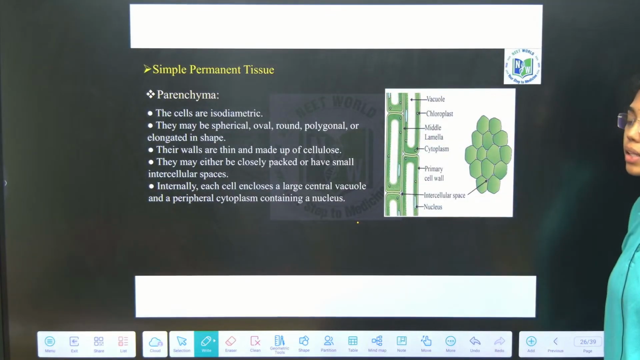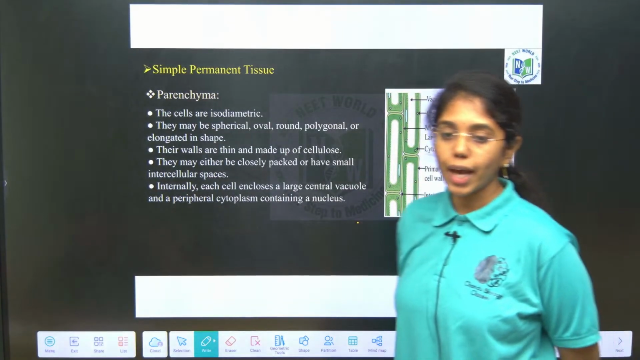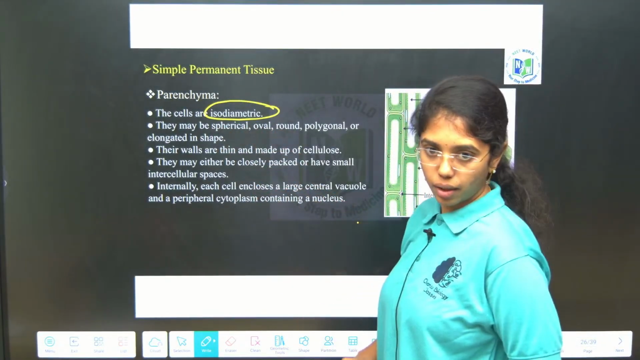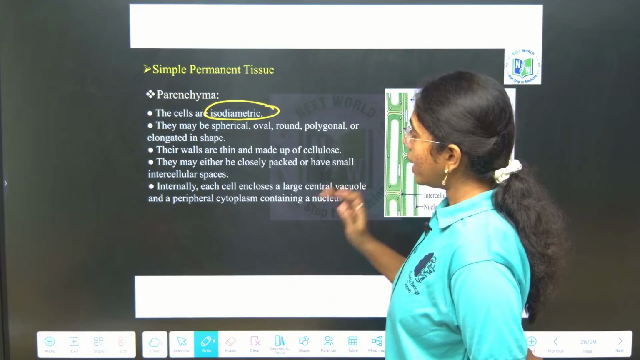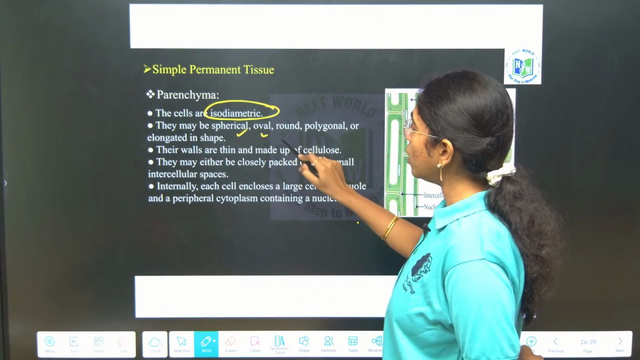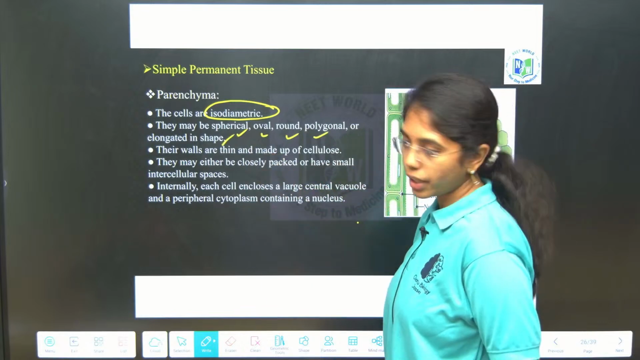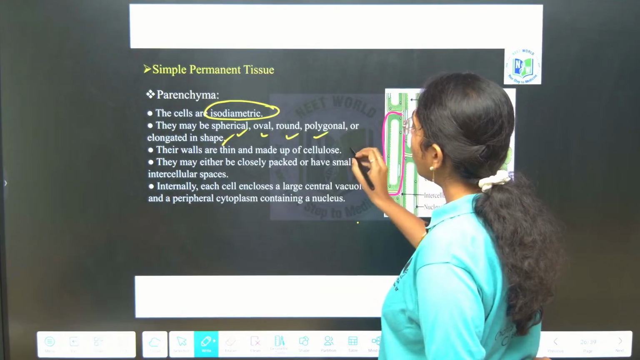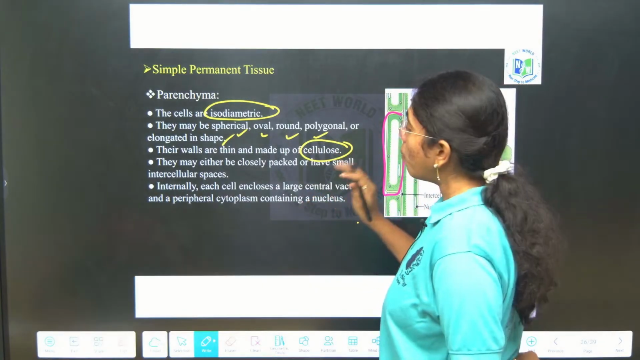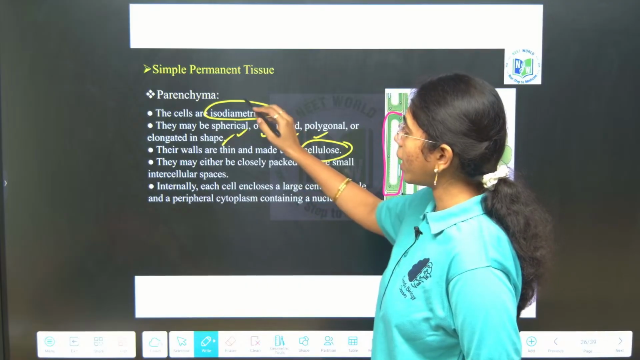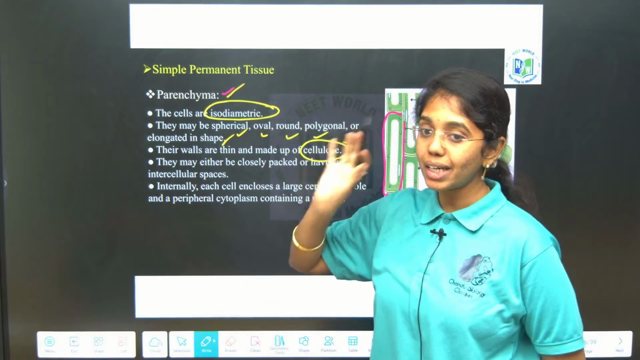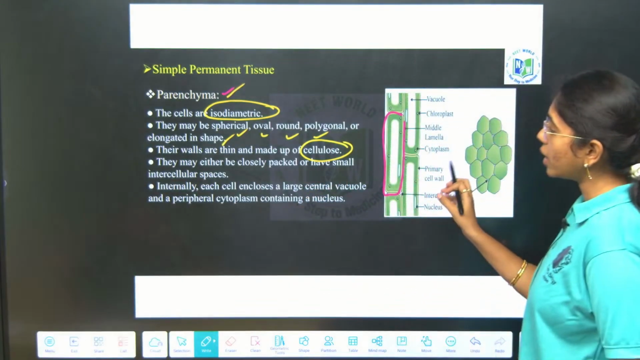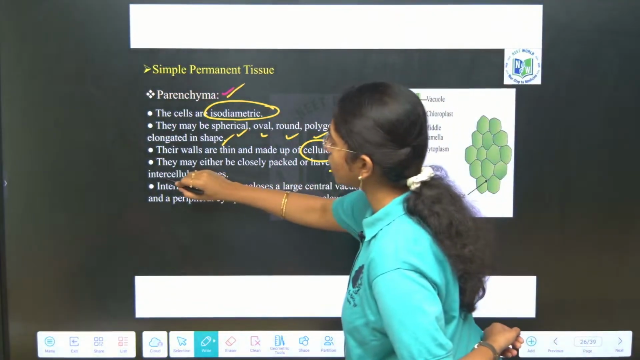First we will start with parenchyma. Look into the general characteristic features of parenchyma. Firstly, all the cells are isodiametric, similar in their diameter. They may be of different shapes: spherical, oval, round, polygonal or elongated. Their thin cell walls are made up of only cellulose. Most of the plant body is occupied with parenchyma. Parenchyma is abundantly present in the plant body. They may be either closely packed or have small intercellular spaces.